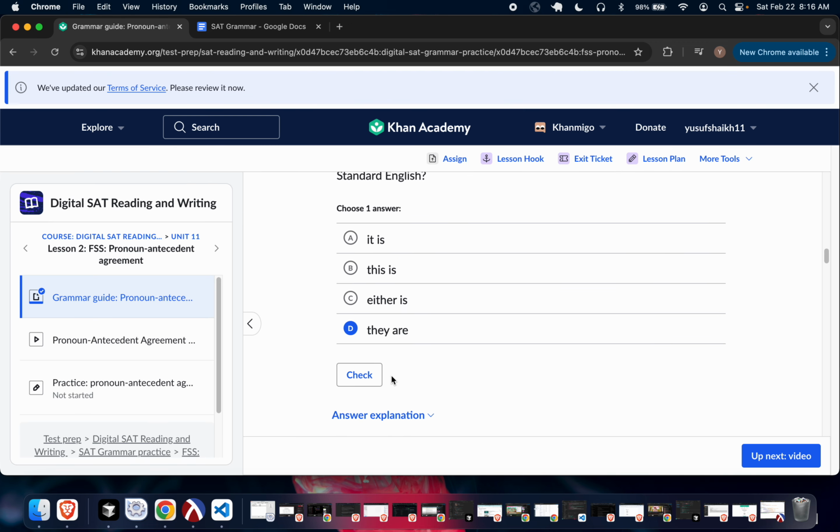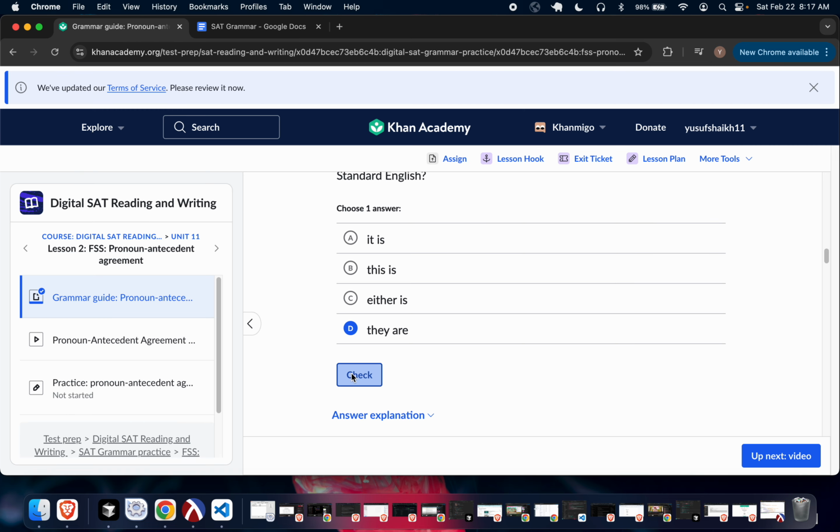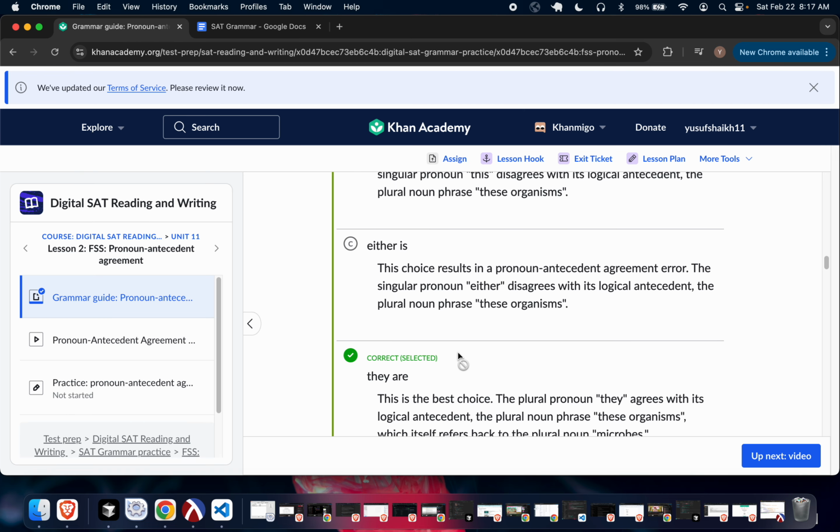The only plural here that makes sense is they are, right? So if we read this, in a 2017 study of these organisms, microbiologist Ferrari reported that they are able to survive on a diet. So that's going to make the most sense, right?